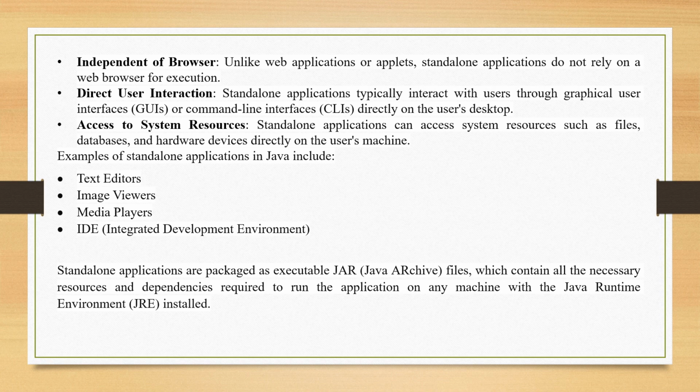Access to system resources. Standalone applications can access system resources such as files, databases, and hardware devices directly on the user machine. Examples of standalone applications are text editors, image viewers, media players, and IDEs. Standalone applications are packaged as executable JAR files, which contain all necessary resources and dependencies required to run the application on any machine with the JRE installed.